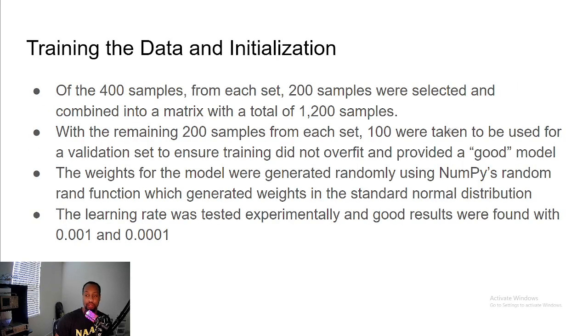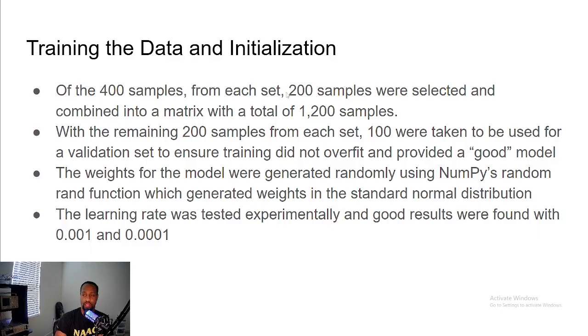In terms of actually starting the training for it, 400 samples were collected for each modulation scheme, and then from those samples, 200 samples were selected and combined into a matrix with a total of 1,200 samples. With the remaining 200 samples from each set, 100 were taken to be used for validation to ensure that training didn't overfit, and it provided a fairly decent model.